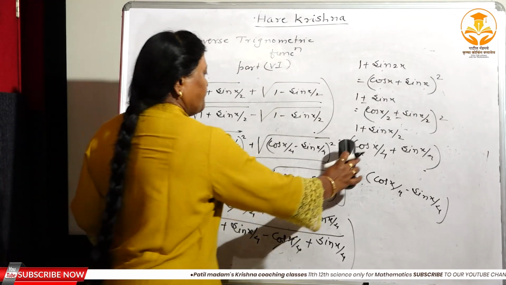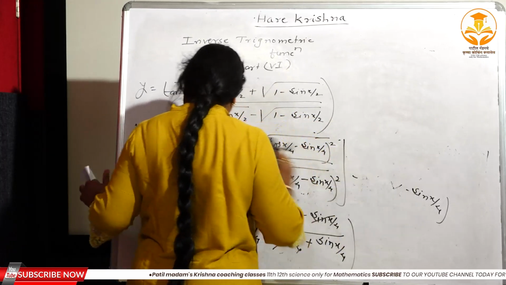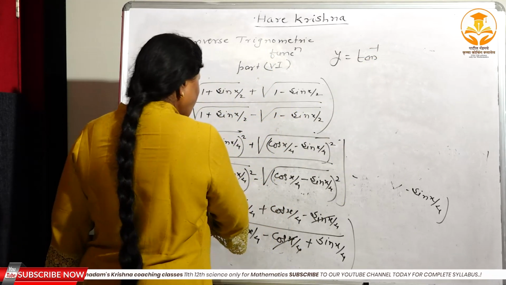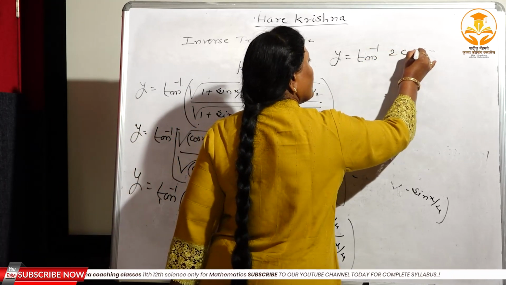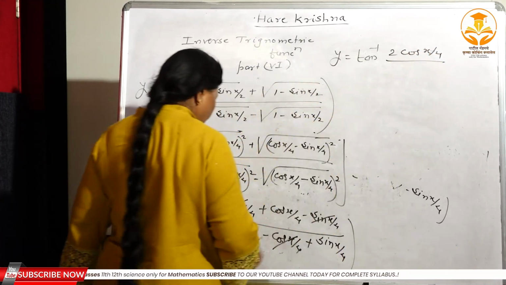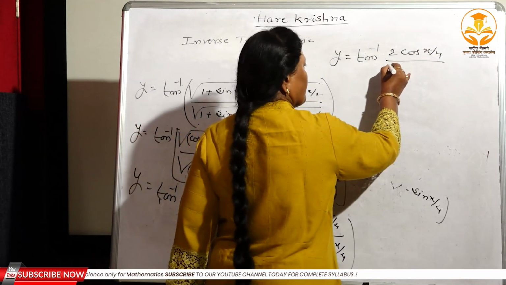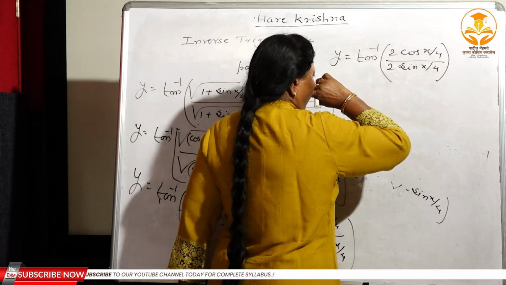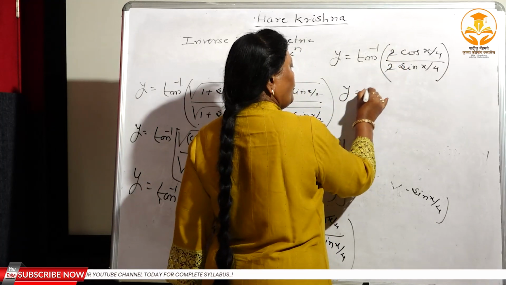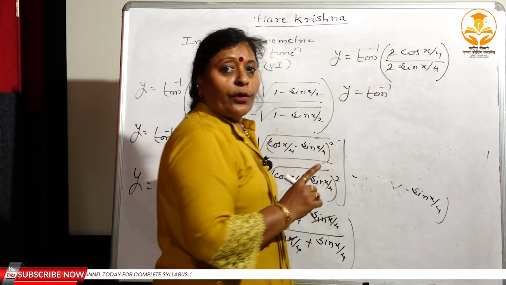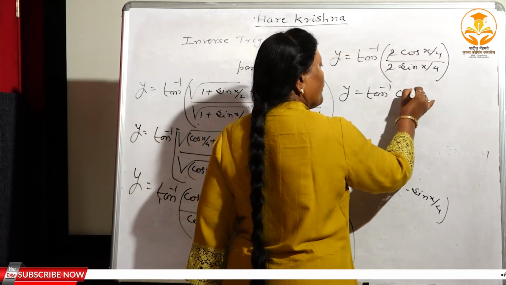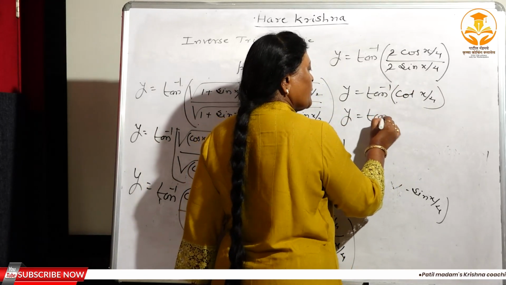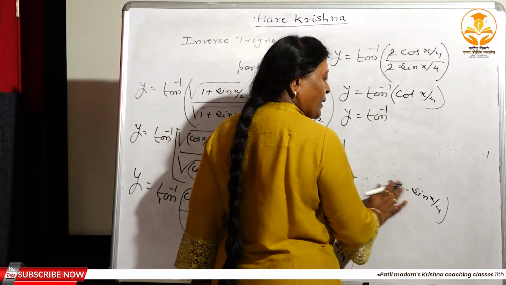What remains here? See. Here y is equal to tan inverse again. Cos x by 4 plus cos x by 4, you have got 2 cos x by 4, and here in the denominator sine x by 4 plus sine x by 4, 2 sine x by 4. 2 gets cancelled. Y is equal to tan inverse. Here you have got cos divided by sin, that is nothing but what here? Cot x by 4. Right? Y is equal to tan inverse. Again there is a tan inverse, and in the bracket there is a cot.